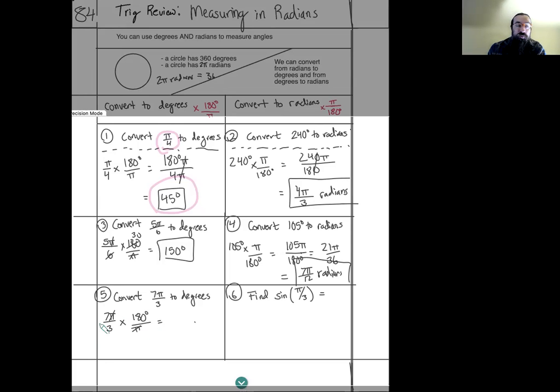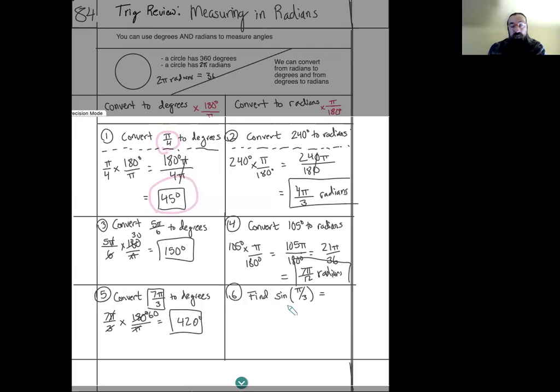Pi's cross off. These are going to divide into each other. And so 7 times 6 is 42. So 420 degrees. So that means that 7 pi over 3 is the same thing as 420 degrees.